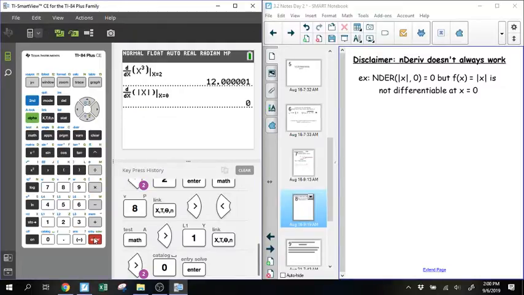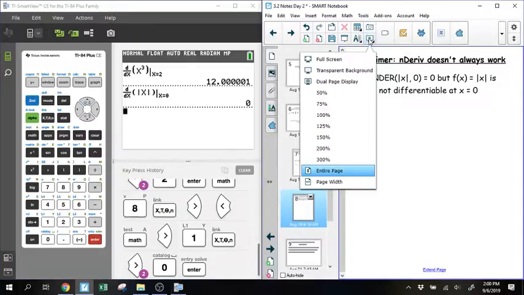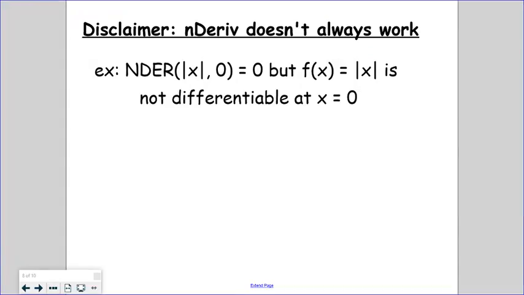Okay, so your calculator does have a little bit of a limitation using this. So you just kind of have to know where those points would be if you're going to do this with a function that might have points that are not differentiable. Any questions on that? No? All right.